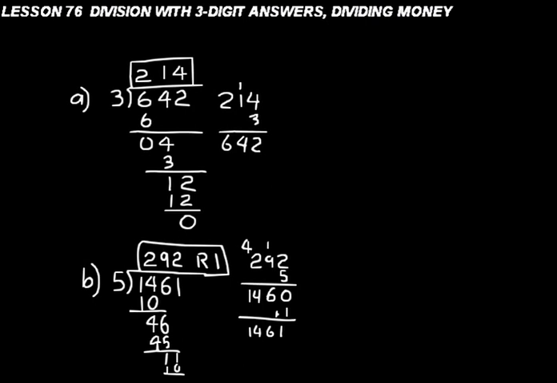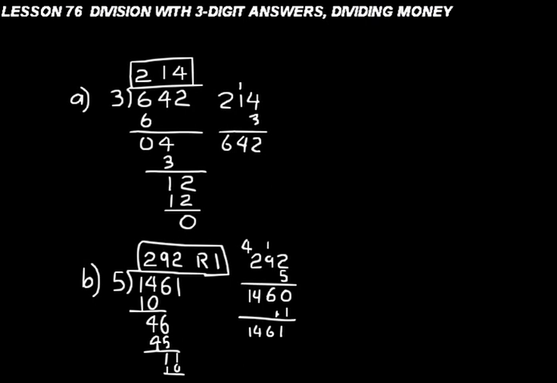Same steps, dividing with 3-digit answers, with 4-digit answers, with 50-digit answers. Hopefully you won't have to do any problems that have 50-digit answers. But you can see here there's a similar pattern that you go through. It's basically a divide, multiply, subtract, repeat process.